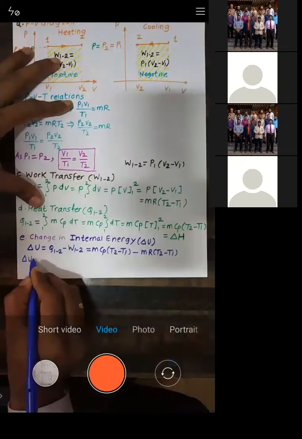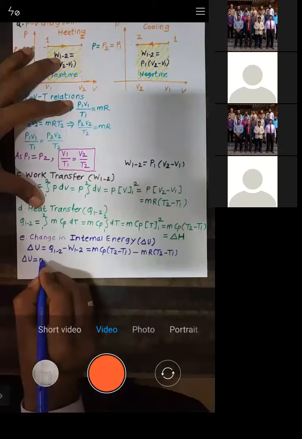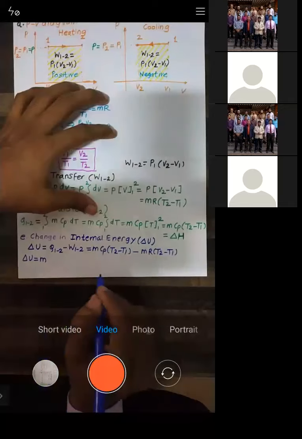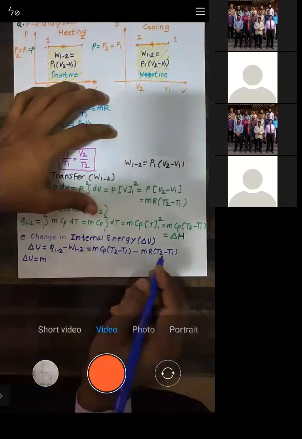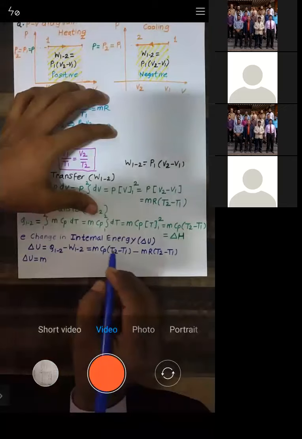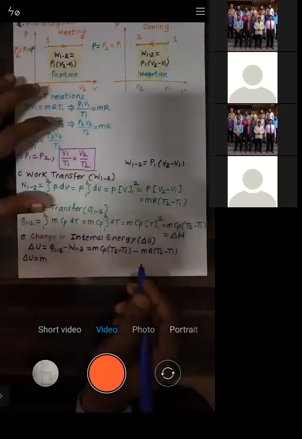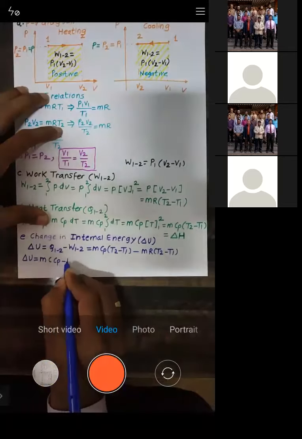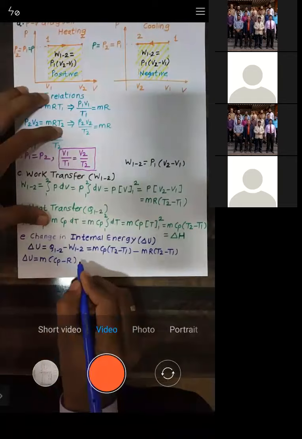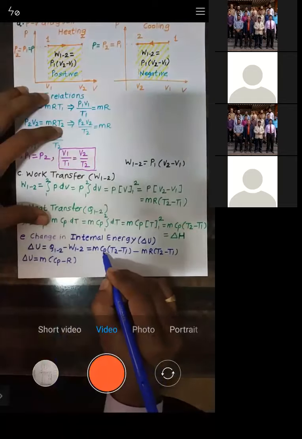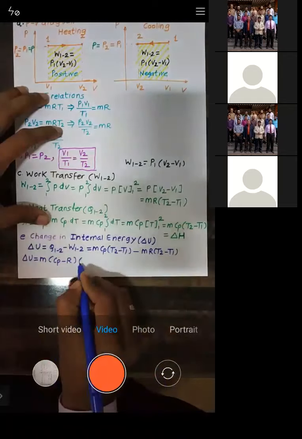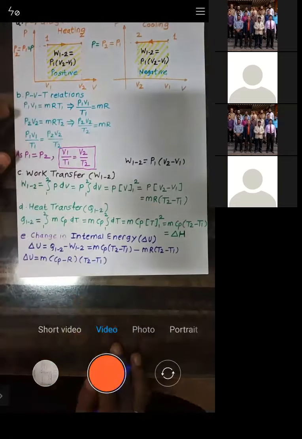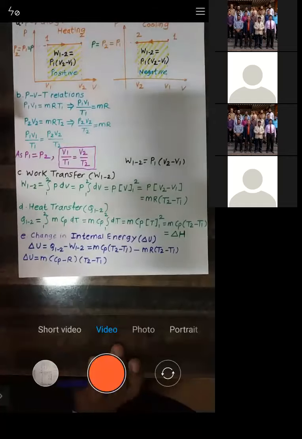So delta U is given by m. See, m is constant. m is common in both the terms. Again (T2 minus T1) is also common. Then what is remaining? Cp minus R. So I'll just write m(Cp minus R)(T2 minus T1). Is it okay or not? Let me know. Yes, sir.